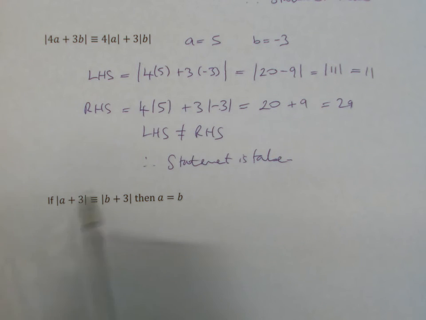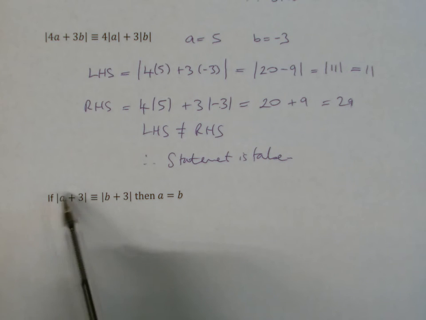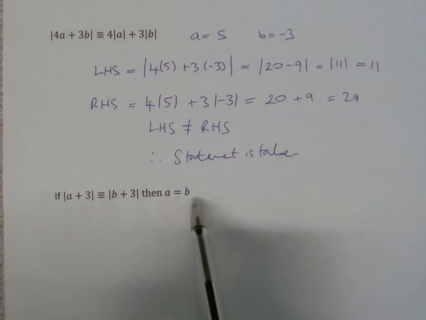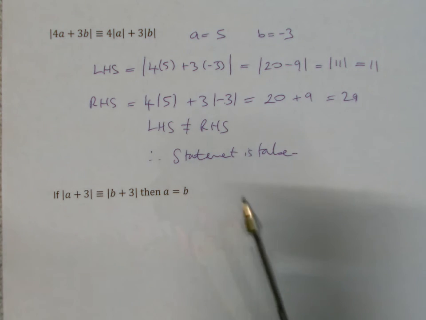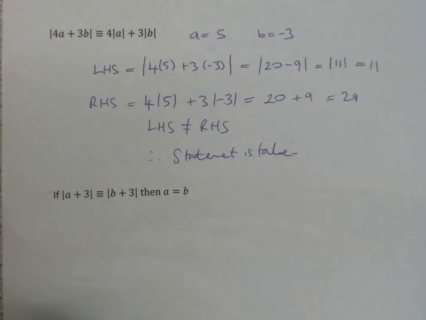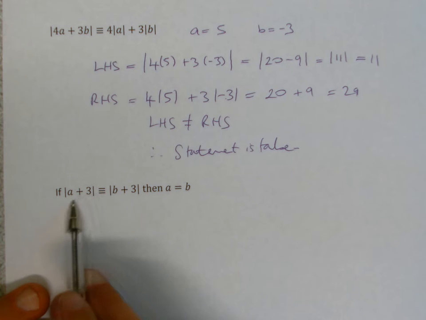Alright, so by finding a counterexample, shall we try and find numbers for a and b so that this actually works out, but a and b are different? Does that make sense? Because they're saying, if this is true, then a has to equal b. Well, no, let's try and find a situation where a is not equal to b, and this is true. And it's not too difficult to do if you just think about what modulus does. It makes everything positive, doesn't it?